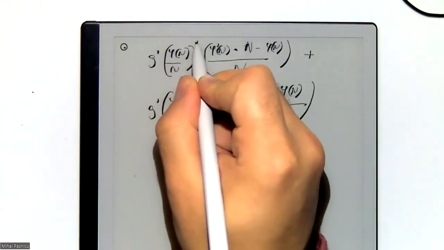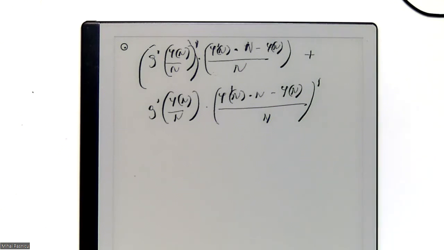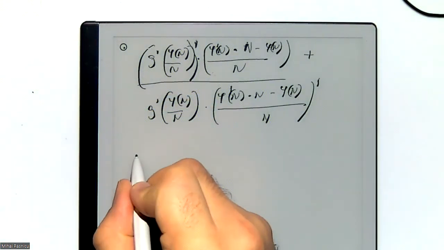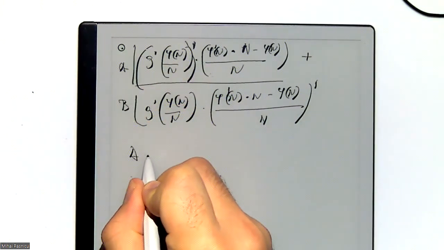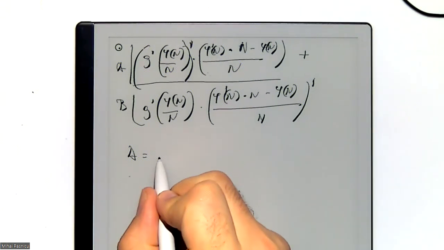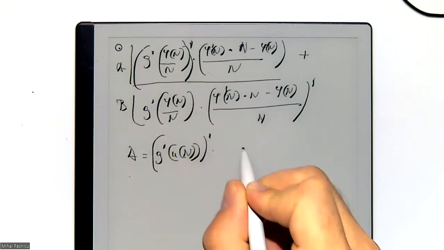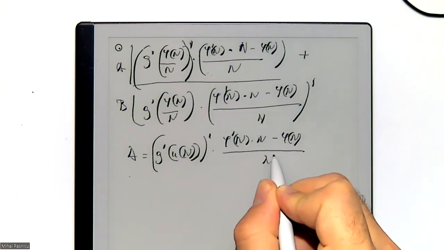Okay. Here I have to take a derivative of this whole thing, and here I have to take a derivative of this. Okay. So let's do the first one. Let's call this A. Let's say this whole thing is A, and let's say this whole thing is B. So A is going to be equal to, what's this derivative? Well, again, I have to compute g prime of u of n. Okay. Everything derivative times p prime of n times n minus p of n over n. Okay.